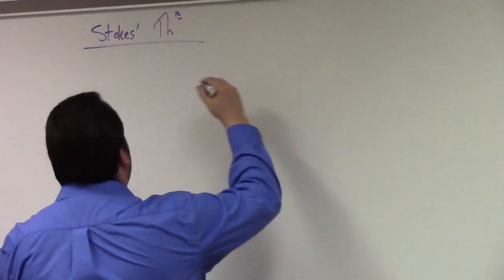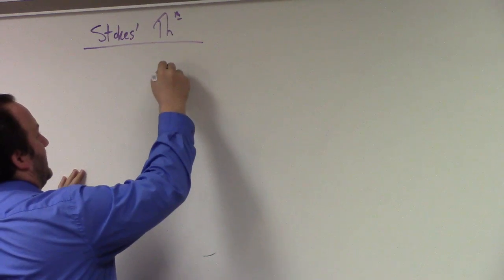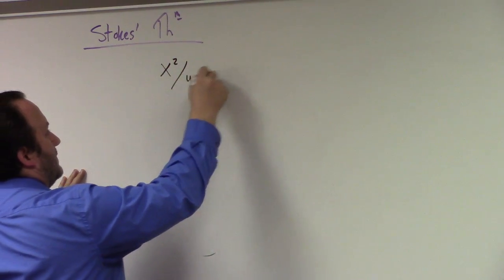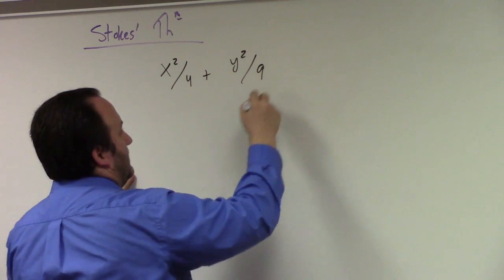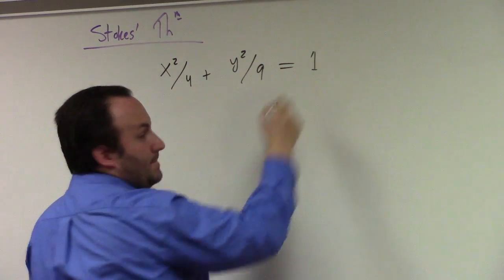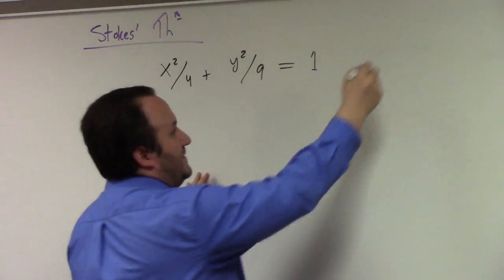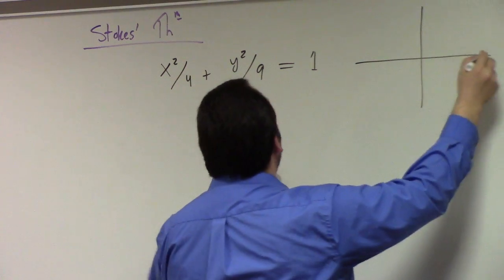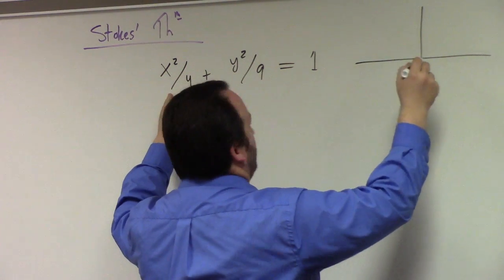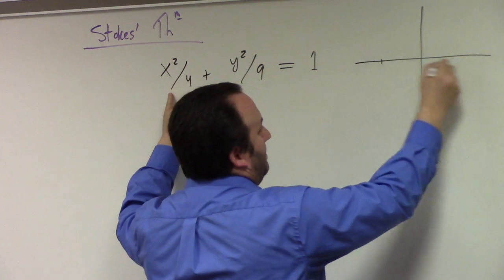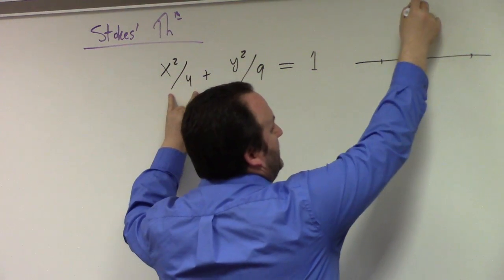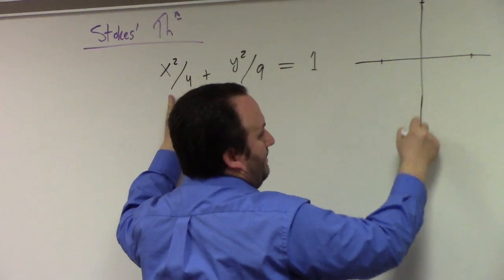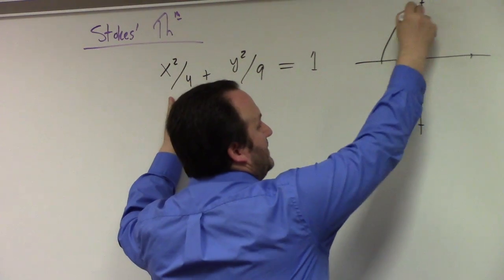So you divide it by 36, and you get x squared over 4 plus y squared over 9 equals 1, right? And so that's an ellipse. Let's see, we've got x-intercepts of plus or minus 2, y-intercepts of plus or minus 3, right? So it's something like this.